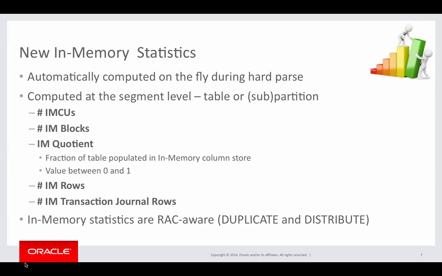We also want to let the optimizer know how many entries within the in-memory column store may be stale and how many entries there are in the corresponding transaction journals. So all of that information is being sent to the optimizer. The optimizer is also made aware of whether or not we're running in a RAC environment and if the data has been distributed across the RAC cluster or duplicated across the cluster, so that it is fully aware of the data affinity and to make sure it starts enough parallel server processes across the RAC cluster in order to be able to access all of that data in memory.